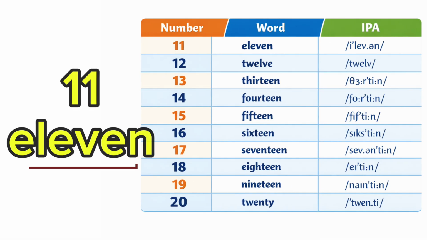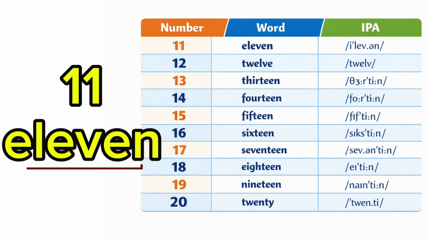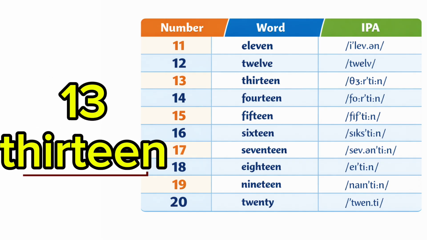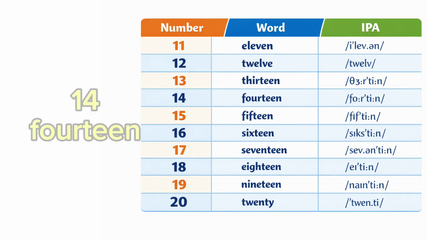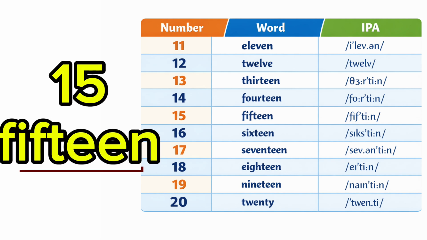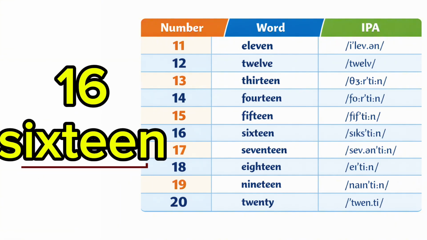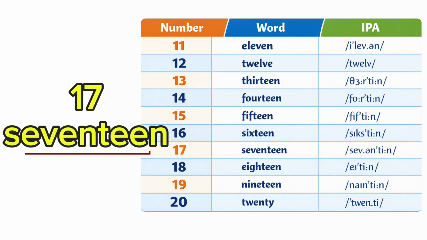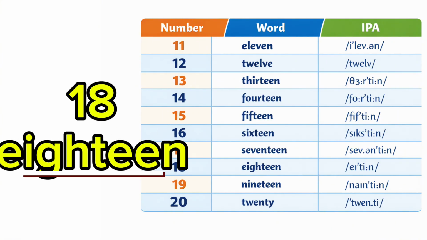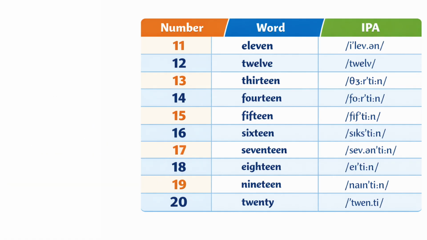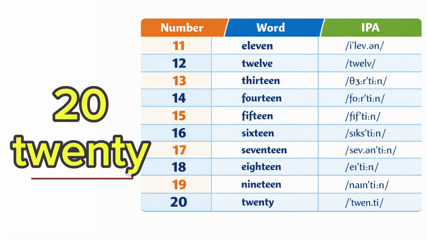Part 2. Numbers from 11 to 20. What does teen mean? 11, 12, 13, 14, 15, 16, 17, 18, 19, 20.